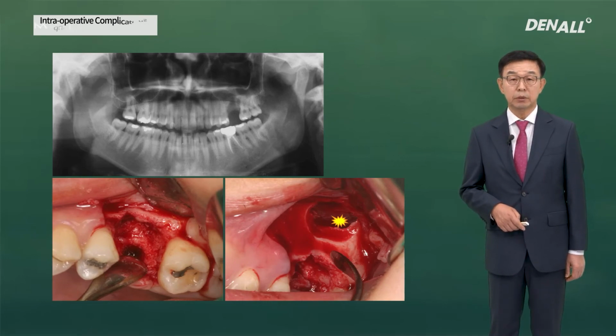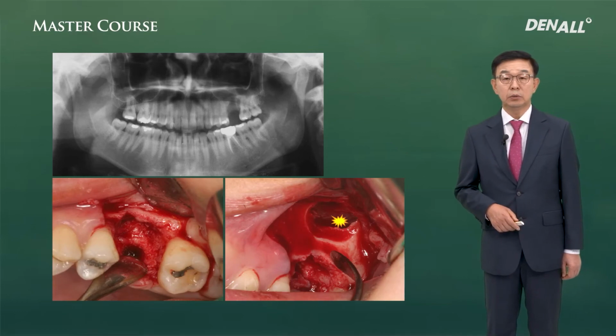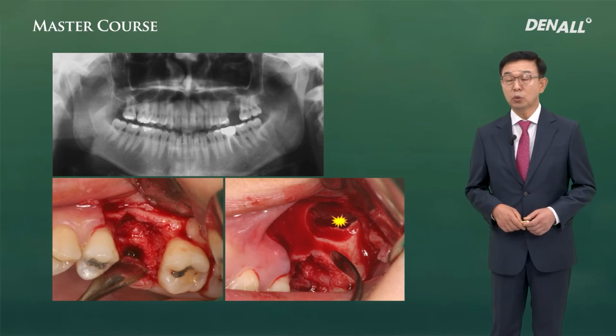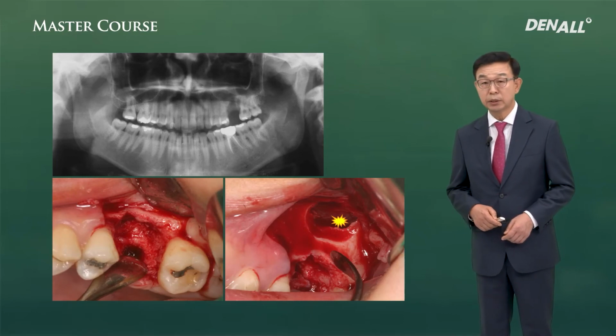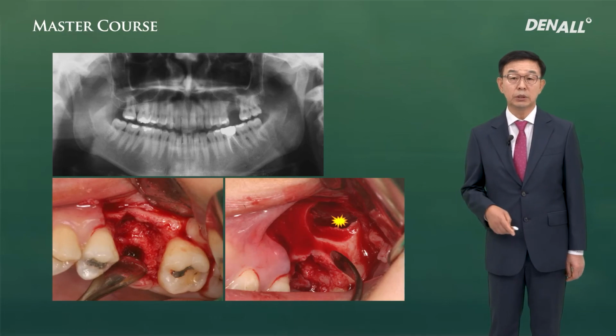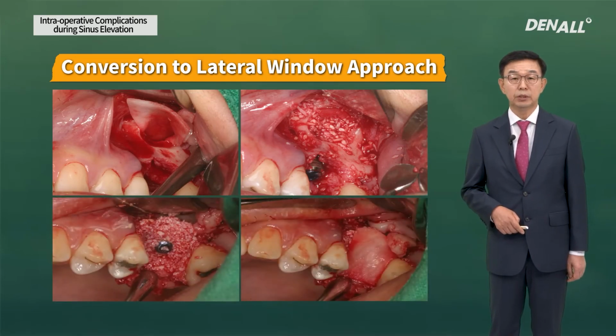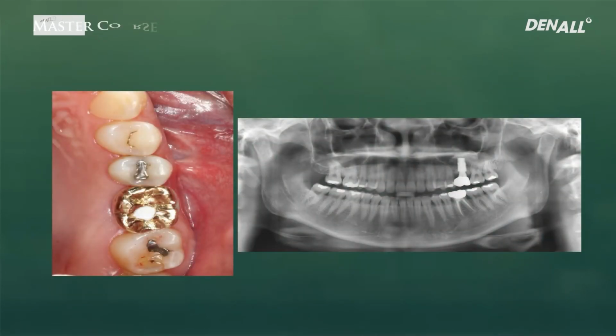Osteotome was used for crestal approach for this patient. In number 26, osteotome was used. When this was used, the alveolar bone height was irregular and sinus membrane was perforated. Immediately, window approach was done, sinus membrane was repaired, bone graft was done, and implant was placed. This is the post-op image.